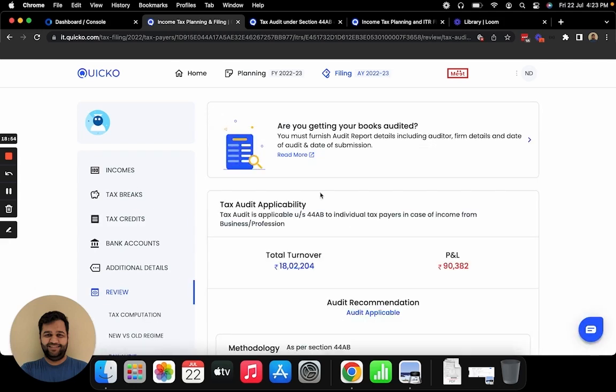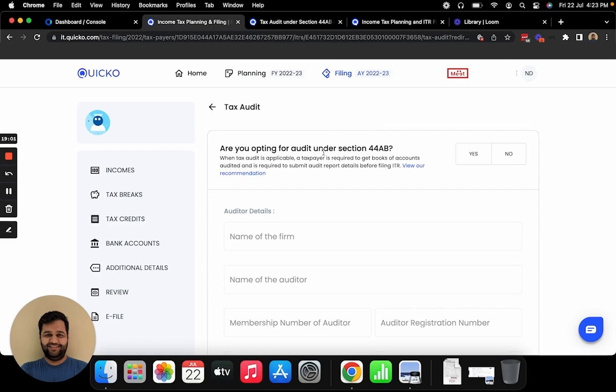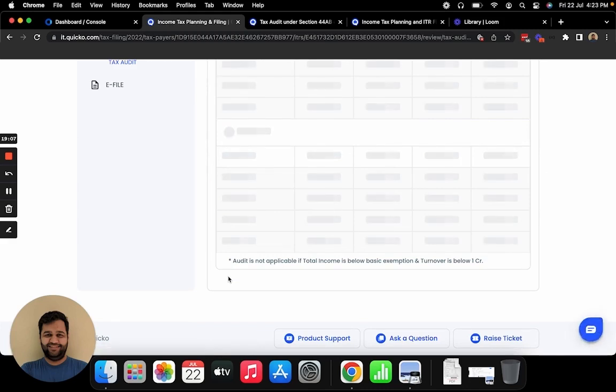So I'll be opting out of tax audit for the purposes of this demo. So let's go ahead and set that preference. Right here, it's asking me if I want to opt into tax audit. I'll say no and save my preference.